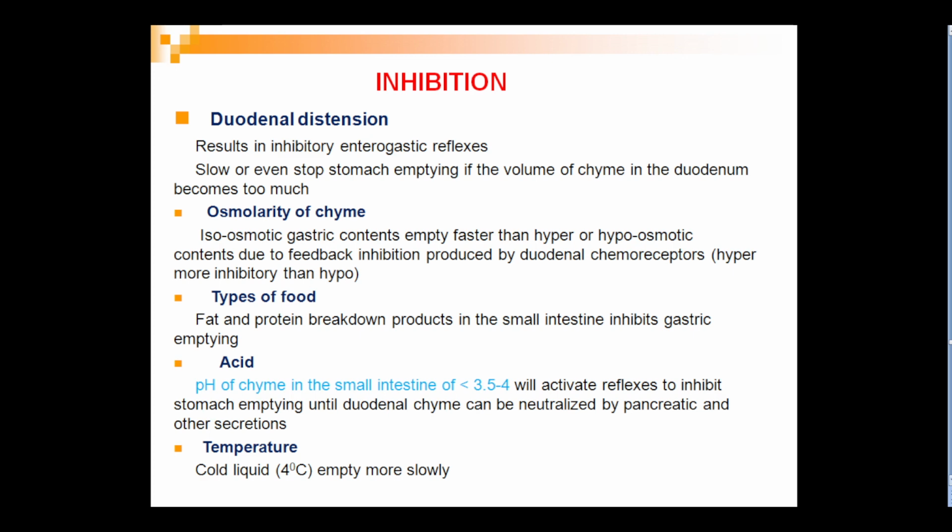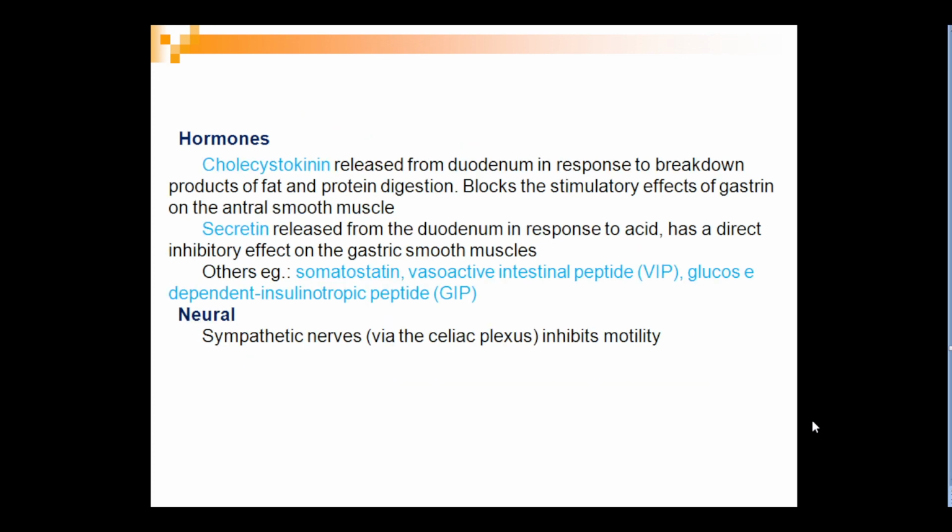Now, what can inhibit gastric emptying? Or when does it happen at a slower rate? Duodenal distension, because if the duodenum is distended, which means the chyme is still there, you cannot add a new portion of chyme into it. As we already mentioned, osmolarity of chyme, the type of food, acidity, if it's too acidic, and also the temperature. And hormones which might influence, they are the CCK, secretin, and a couple of other hormones produced by the intestines. They are inhibitory. And the sympathetic nervous system also inhibits.